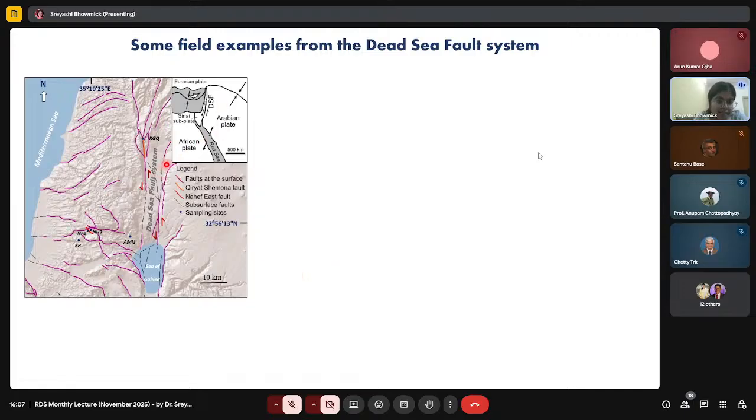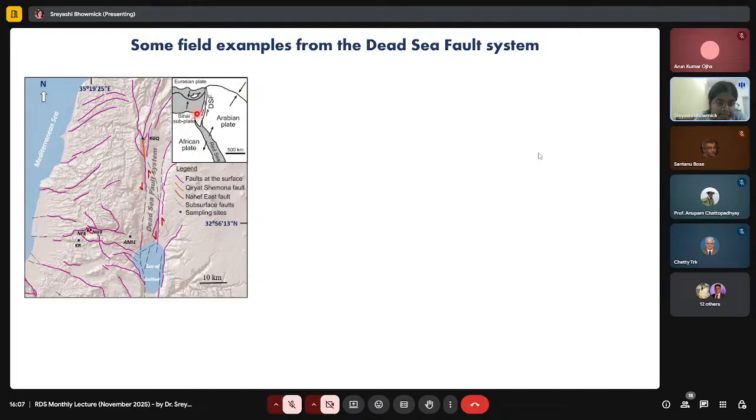If we look at the Dead Sea fault, and if we focus on the plate tectonic configuration, we can see that here, this is the Dead Sea fault. And on one side, we have the Arabian plate. On the other side, we have the Sinai subplate, which is a part of the African plate. And in the north, we have the Eurasian plate.